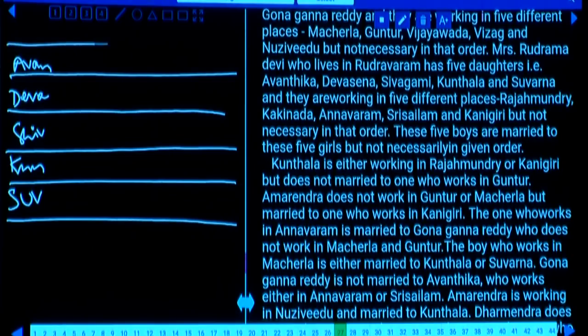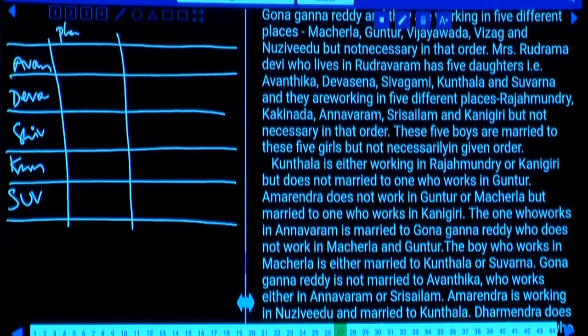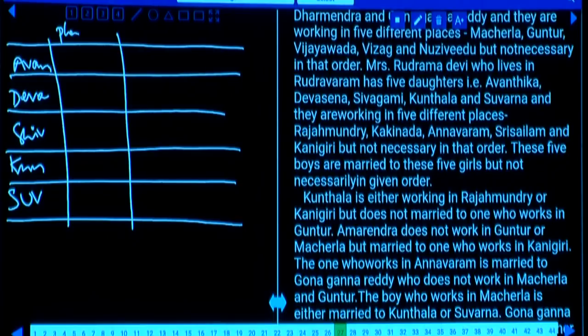And what are the places here? The places are clearly given: Rajahmundry, Kakinada, Annavaram, Srisailam and Kanigiri. Now these are the places, and after this we need to find out the boys and the places they are working. Isn't it? Then, now I have fixed one of the information. Kuntala is either working in Rajahmundry or Kanigiri.